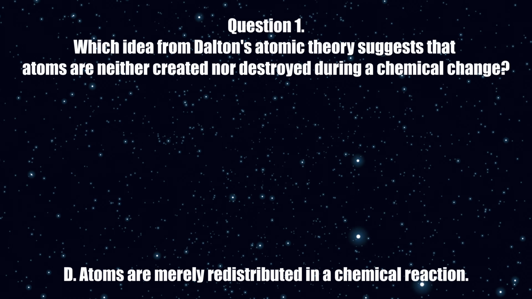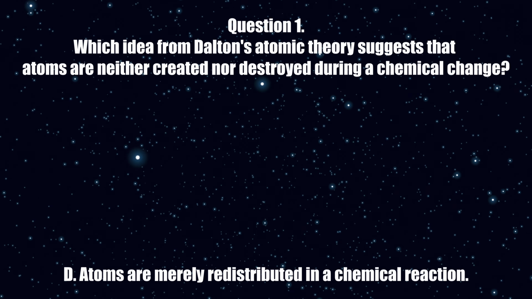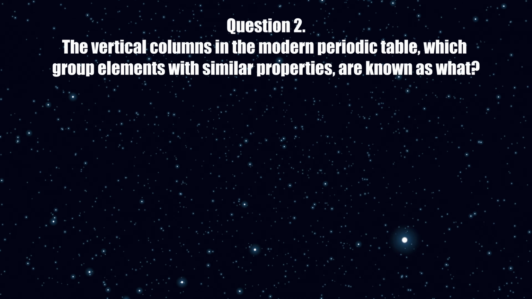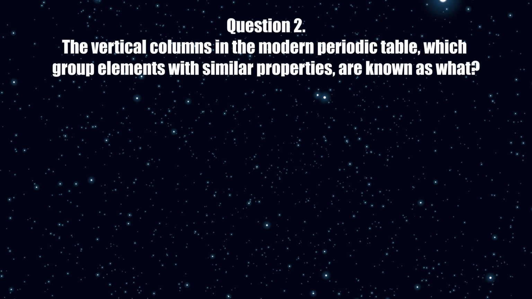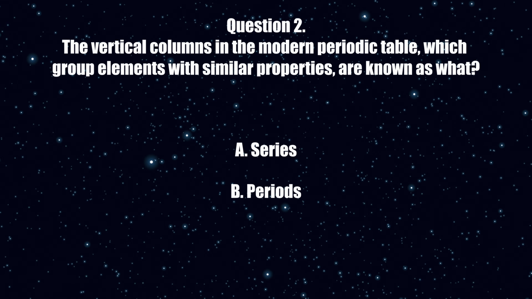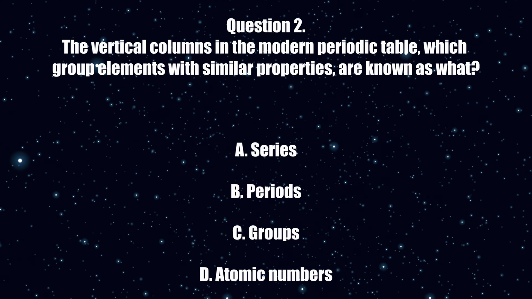The correct answer is D. Atoms are merely redistributed in a chemical reaction. Question 2. The vertical columns in the modern periodic table, which group elements with similar properties, are known as what? A. Series. B. Periods. C. Groups. D. Atomic numbers.